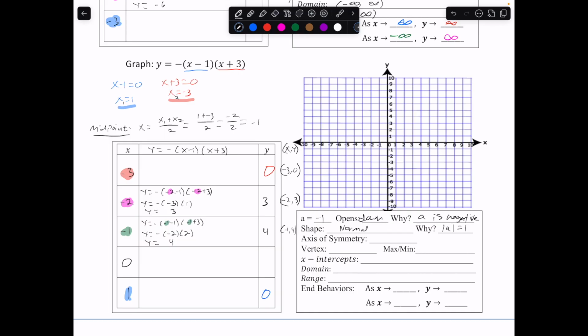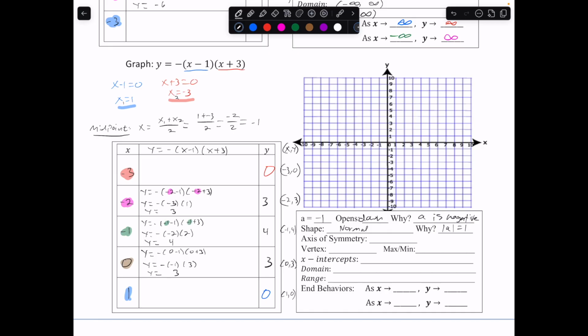Okay, then remember our pattern from before. These two values should be the same, so this should be 3, but we still need to double check. So let's go ahead and plug in 0 now. So y is equal to negative parentheses 0 minus 1 times 0 plus 3. Y is equal to -1 times 3. Well, negative -1 is +1 times 3 is +3. So this is 0 comma 3. Then our last ordered pair is 1 comma 0.